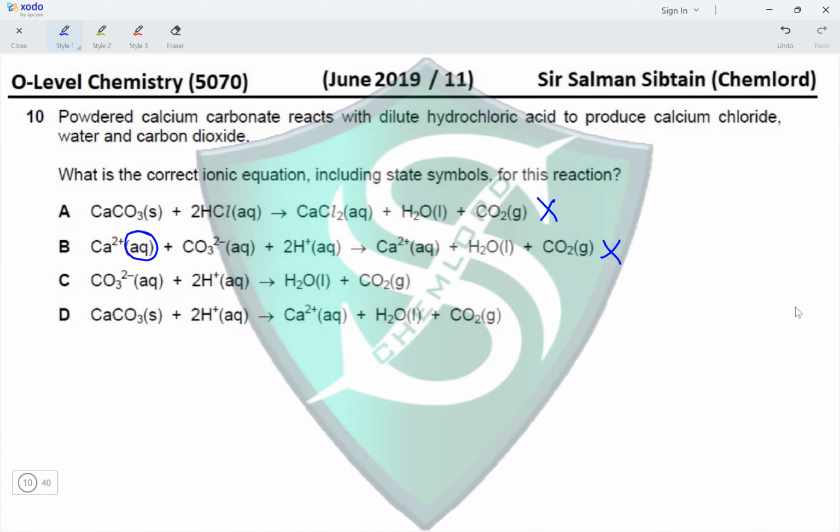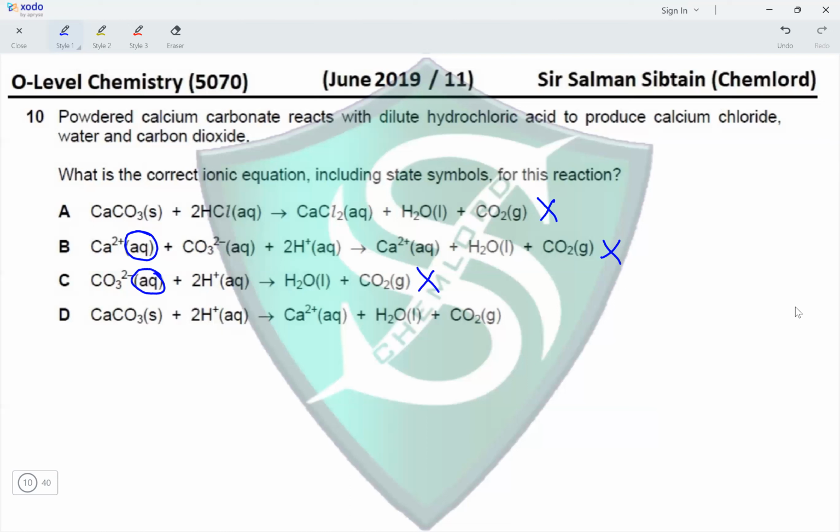Next, carbonate ions and H+ ions react to form H2O and CO2. No. Calcium chloride has to form, so calcium ions must be involved. This is a reaction that is taking place without calcium. And again, carbonate is written as aqueous, so it cannot be aqueous.